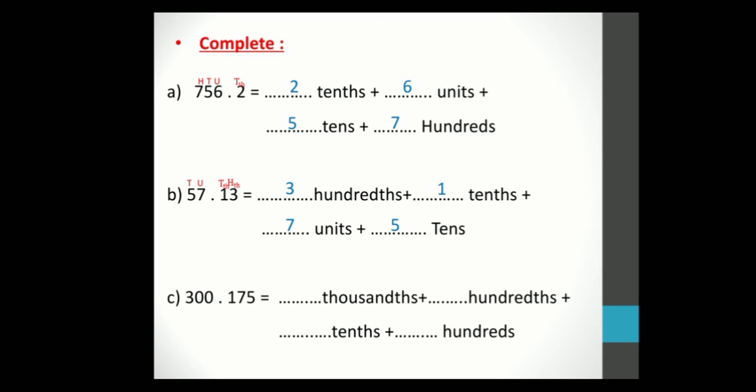Letter C, I have 300 and 175 thousandths, yes. So first we put the places: units, tenths, hundredths, and thousandths. So in thousandths we have 5, in hundredths we have 7, in tenths we have 1, and in units it's 0, in tens it's 0, so in hundreds we have 3.